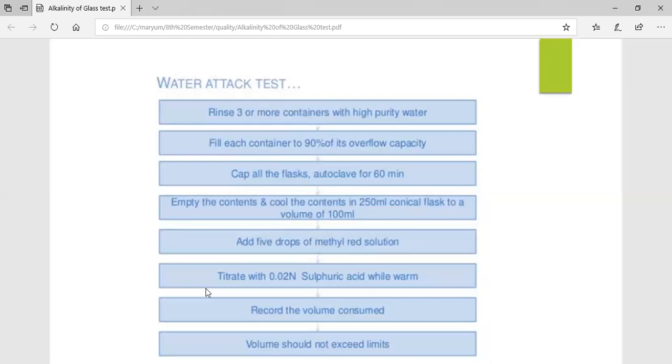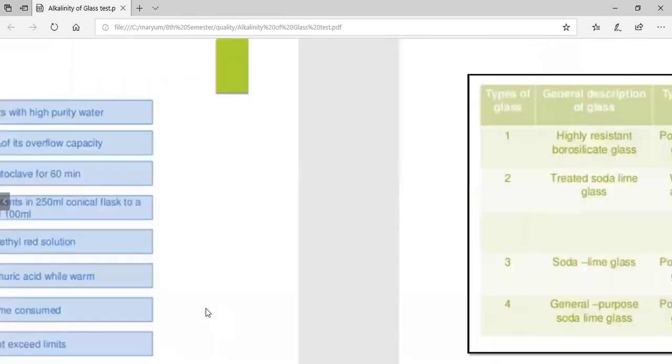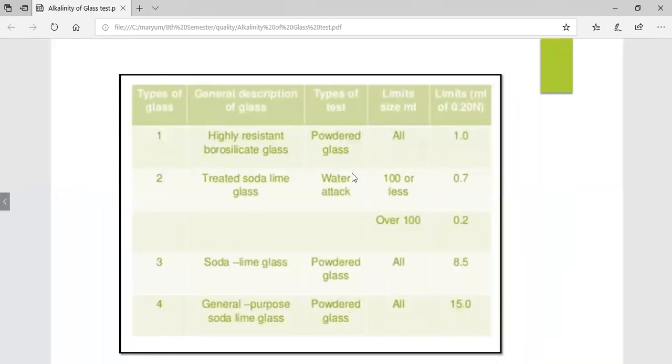The 0.02 normal sulfuric acid is used to neutralize the base present in the water to which we have added methyl red solution as an indicator. The volume should not be exceeded. So the volume to be used is as mentioned in this test.